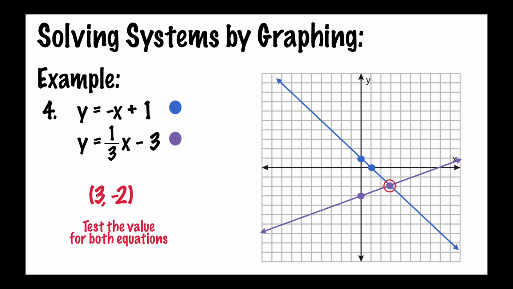So as I plug this back in, I'm going to have negative 2 is equal to, this will become a negative 3 plus 1. Therefore, I get negative 2 equals negative 2, which is true. For my bottom equation, I get negative 2 is equal to 1/3 times 3. Therefore, the 3's cancel, and I get 1 minus 3, which also gives me negative 2. So since it worked for both equations, that is going to be the correct answer.